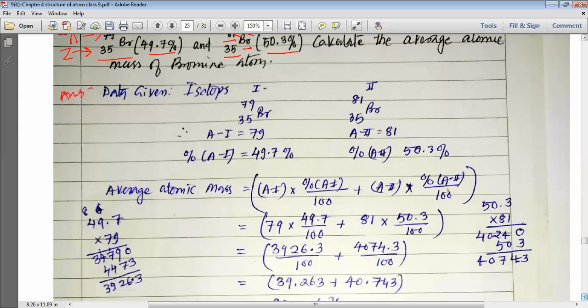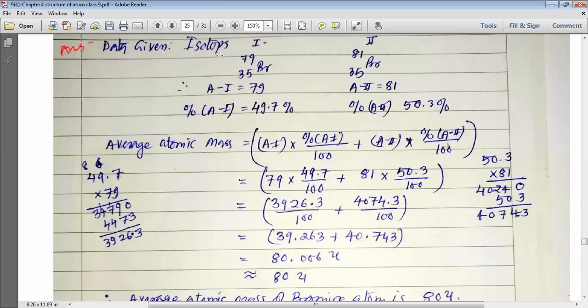Let us understand that for the data given for isotope 1 and isotope 2, the representation is 35Br79 and 35Br81. Therefore, the atomic mass of isotope 1 is 79, and the atomic mass of isotope 2 is 81. The percentage of isotope 1 is 49.7%, the percentage of isotope 2 is 50.3%, and therefore the average atomic mass is equal to the atomic mass of isotope 1 multiplied by the percentage of isotope 1 divided by 100, plus the atomic mass of isotope 2 multiplied by the percentage of isotope 2 divided by 100.